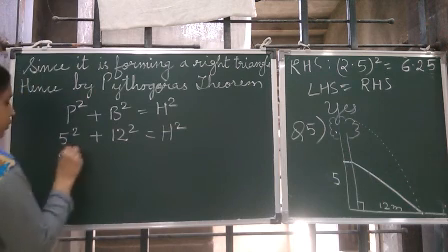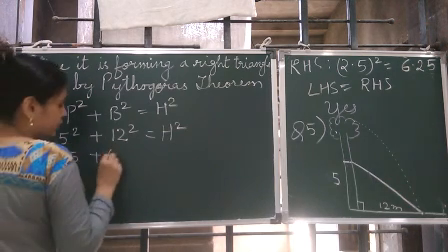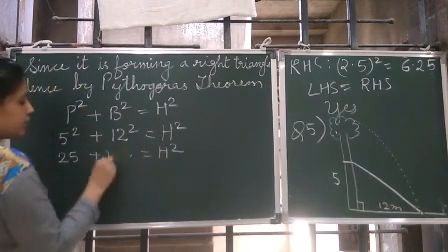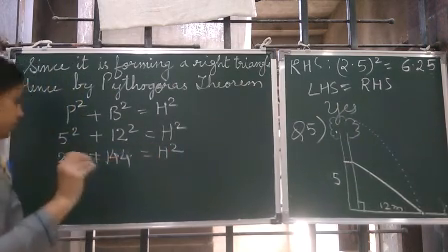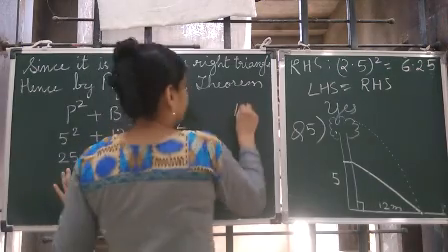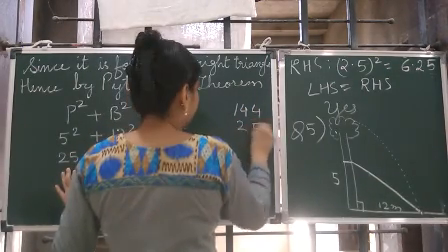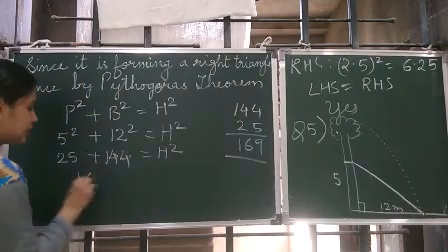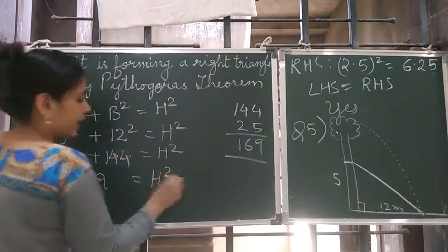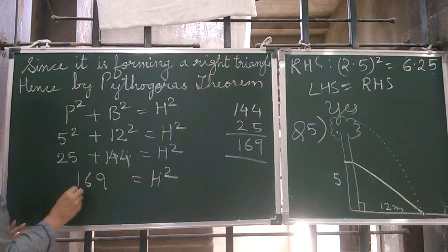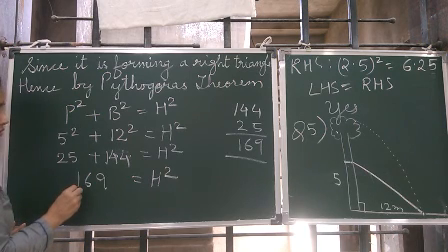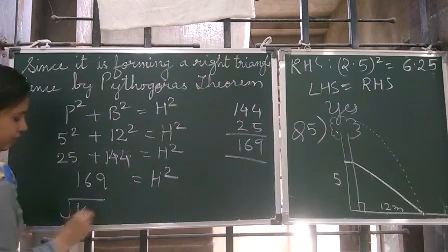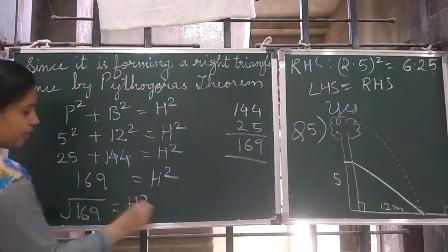5 fives give us 25. 12 twelves give us 144. I'm so sorry, children. Then 144 and 25 will give us 169. So 169 is equal to h square. Now the square will shift here and it becomes square root of 169.